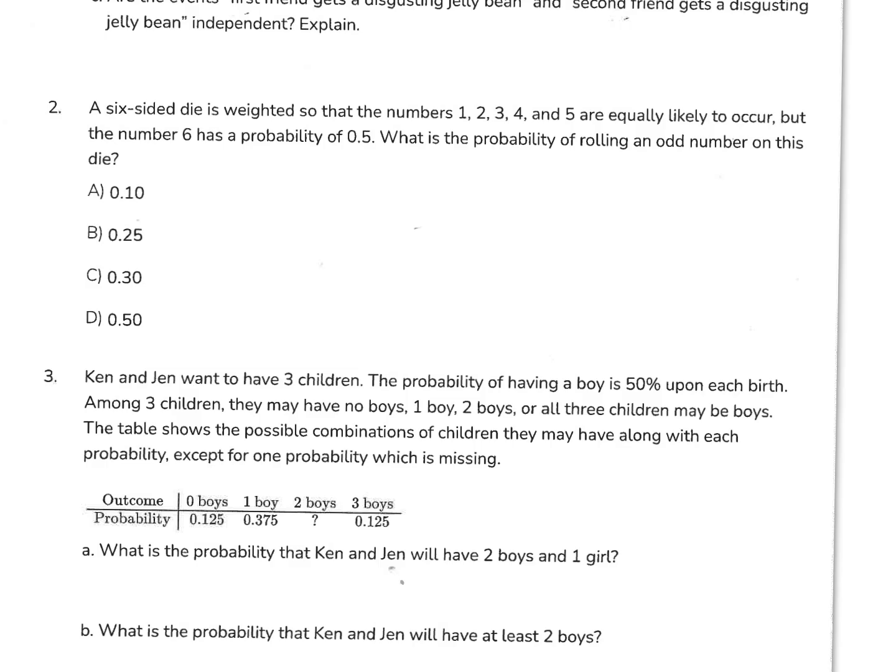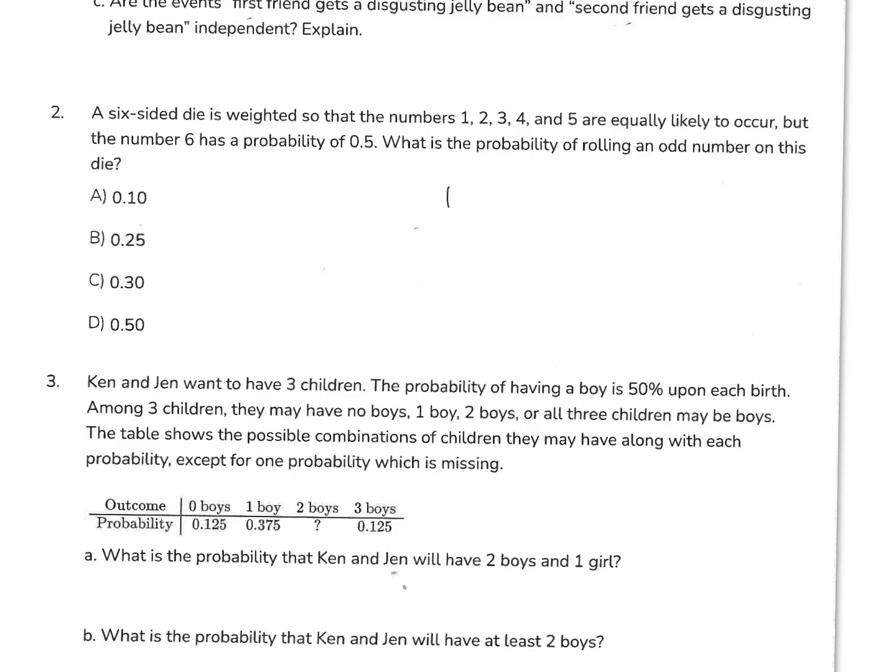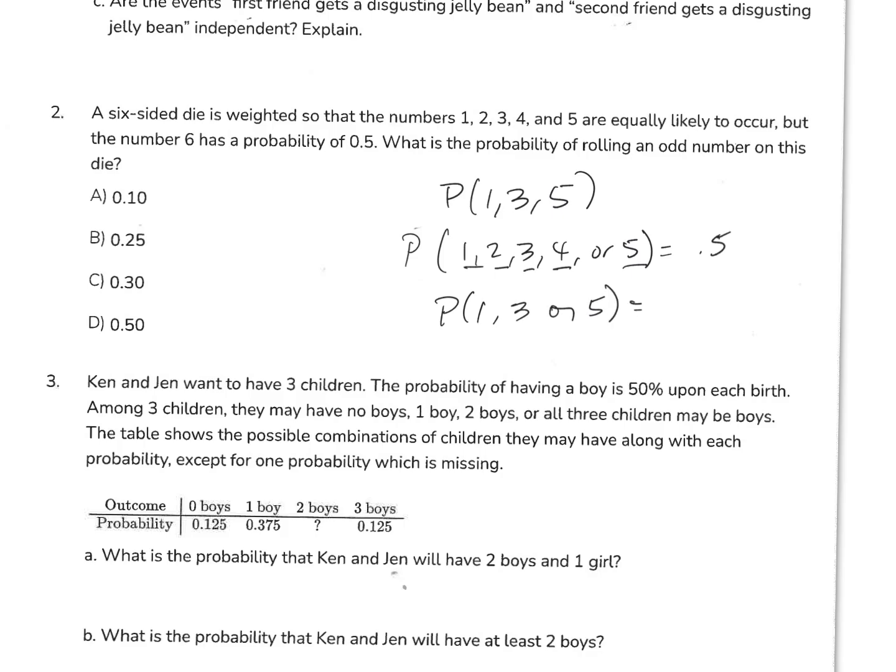So the probability of rolling an odd number would be the probability of rolling a 1, a 3, or a 5. Well, the probability of rolling a 1, a 2, a 3, a 4, or a 5 is equal to 0.5 in an equal proportion, meaning each of these probabilities is 0.1. So the probability of rolling a 1, a 3, or a 5 will be 0.1 plus 0.1 plus 0.1.